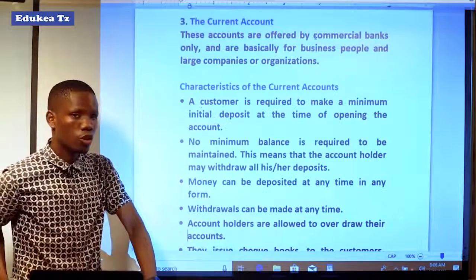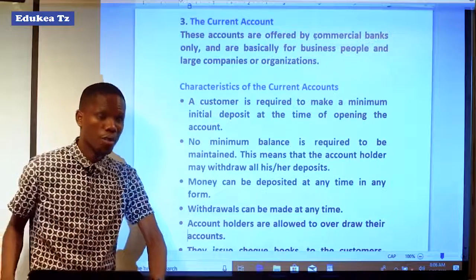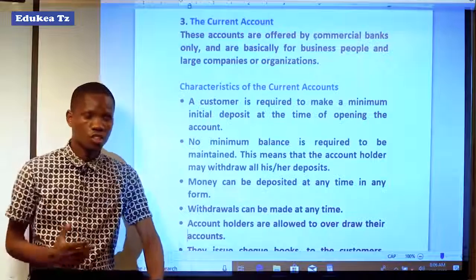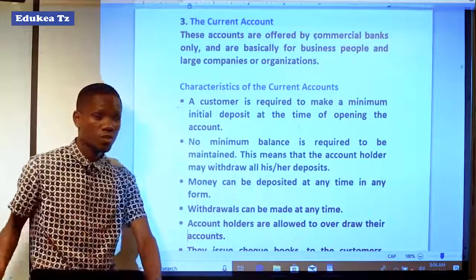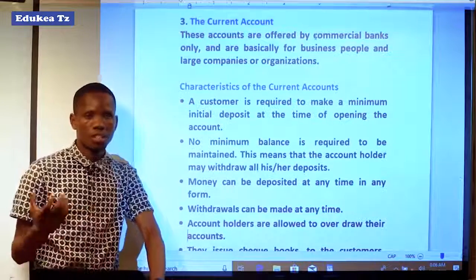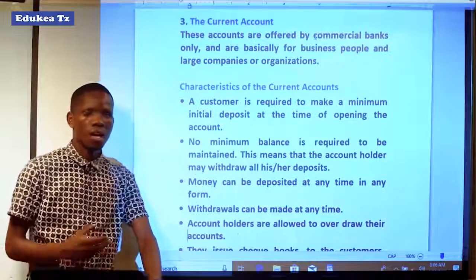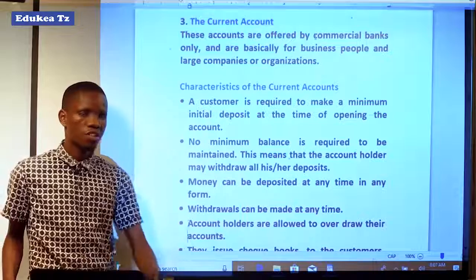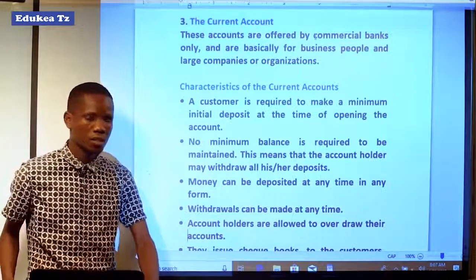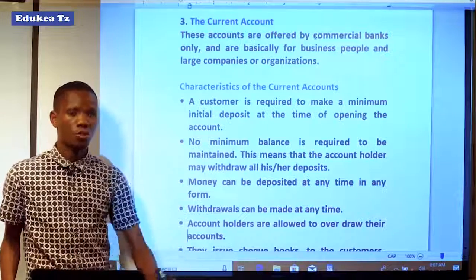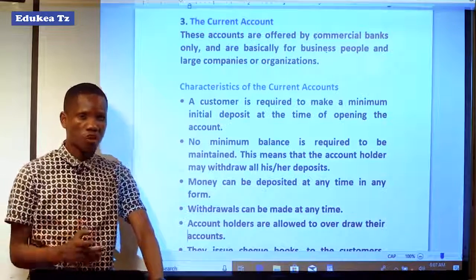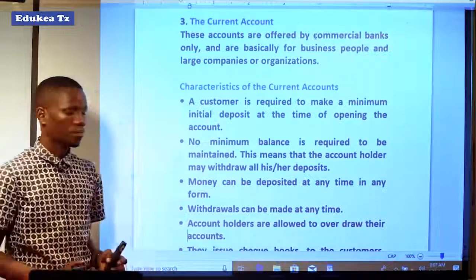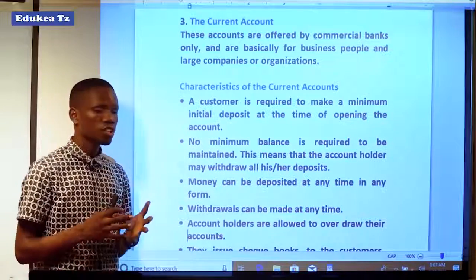It means every commercial bank has its own level of minimum amount of deposit that is needed for the account holder to deposit in order to activate the account. It can be maybe 10 Tanzania shillings in CRDB, but at the same time it can be maybe 20 Tanzania shillings in another bank. So it depends on the commercial bank where the account holder needs to open this type of account. Every commercial bank has its own minimum level of deposit that the account holder is required to deposit in order to open the account.